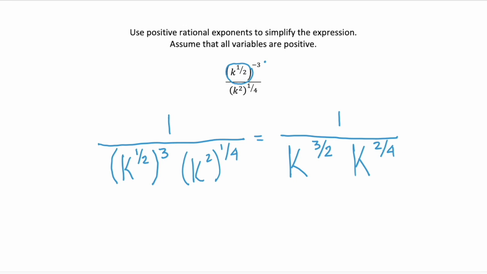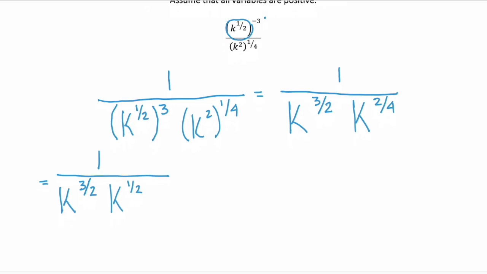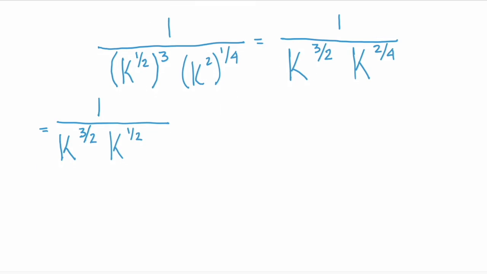And then we can simplify that exponent of 2/4. So our first is k to the 3/2, and our second base goes from k to the 2/4 to k to the 1/2, because that rational exponent simplifies. Now we're going to use the product rule. Since both of these terms in the denominator have the same base, k, we can use the product rule, which says keep that base, k, and add their exponents. So 3/2 plus 1/2. And our numerator is still just 1.